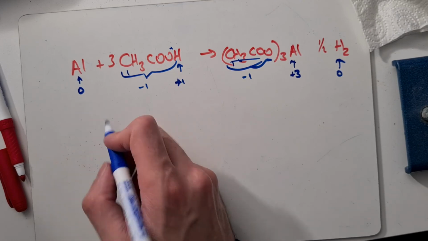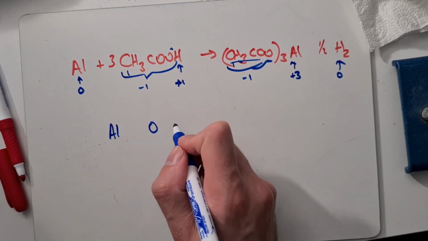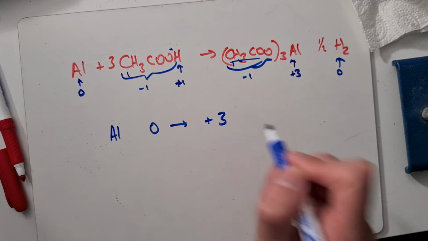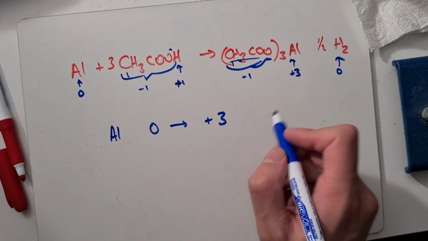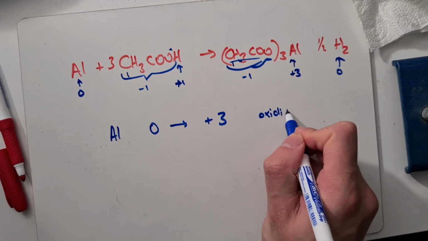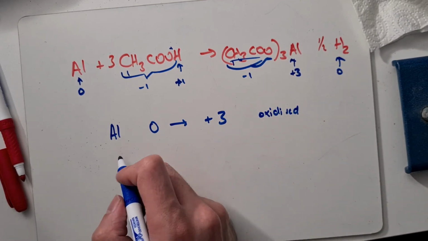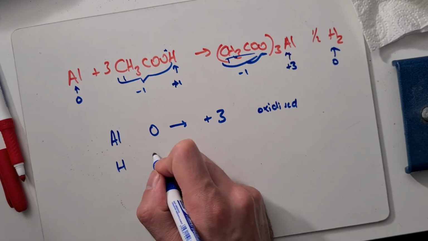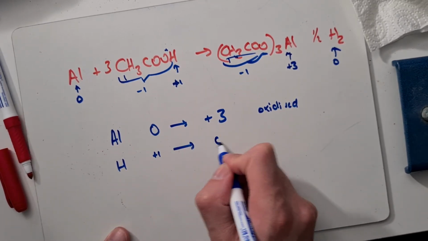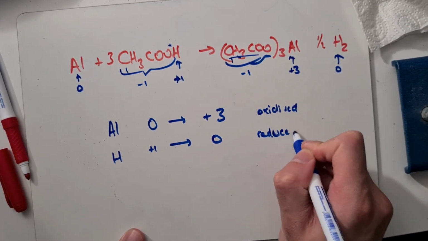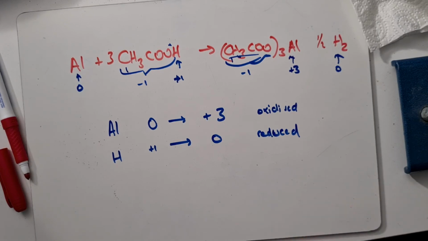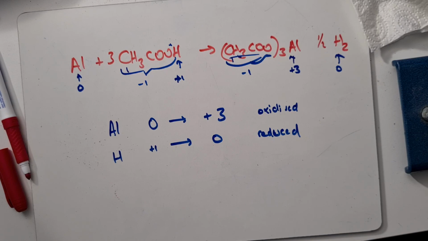Now I can see that aluminium goes from 0 to +3. So it has lost electrons if it's becoming more positive. So that is oxidized. And then hydrogen has gone from +1 to 0. So it's gained electrons. So that is reduced. If you think of OIL RIG, oxidation is loss, reduction is gain. So that'll be your 2 marks on here. And that's question 20.